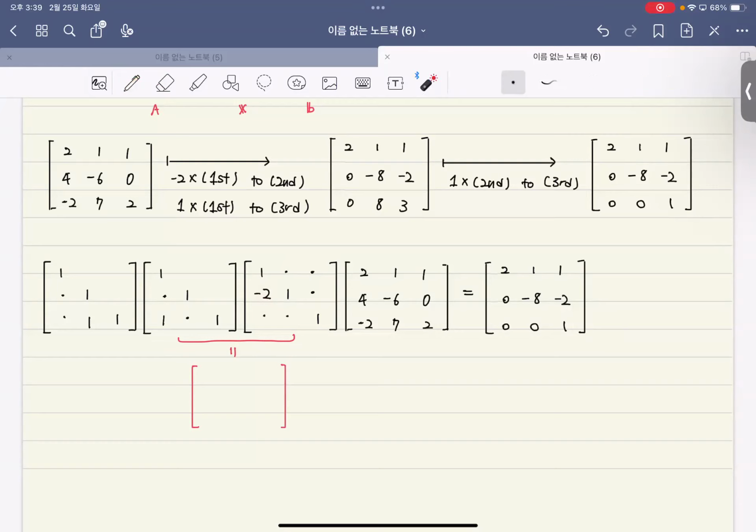Multiplying this matrix by this elementary matrix means that I multiply 1 to the first row. I have 1 here. That means I multiply 1 to the first row and add it to the third. So multiplying these two, I will have this, right? I have multiplied 1 to the first row and added to the third. So the answer must be this, okay?